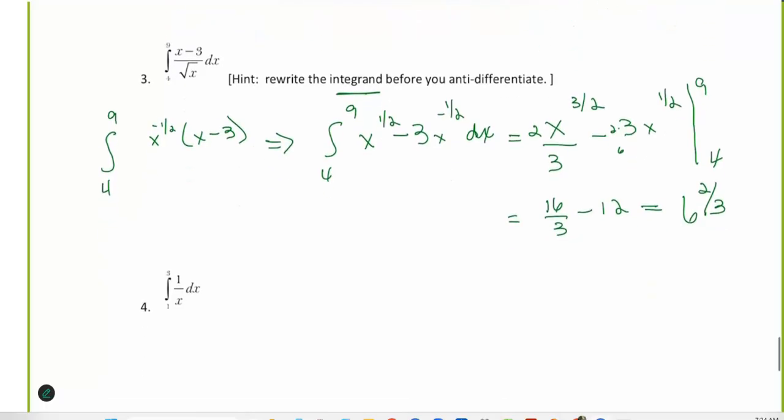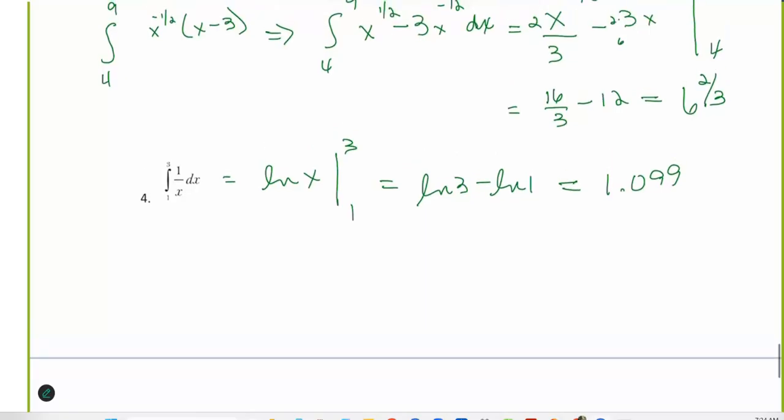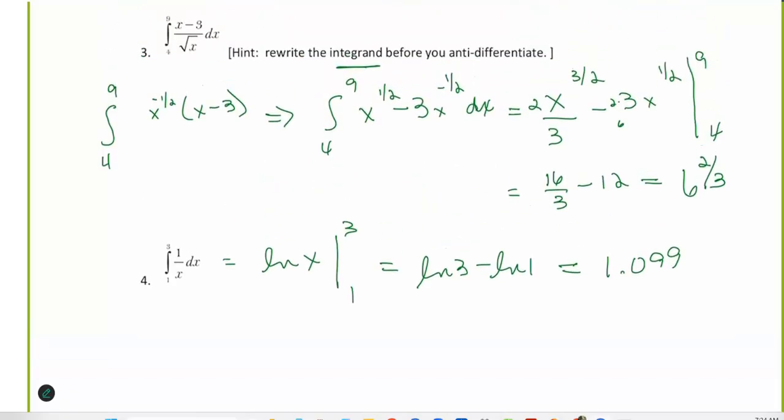And then the very last one, you've got to recognize that that is just natural log of x. Done. Evaluate that from 3 to 1. And that's going to be natural log of 3 minus natural log of 1. That goes in your calculator, and we have that final answer. And we are done. So we can go over this in class, but I hope this gives you an idea of how we're doing integration following the rules.